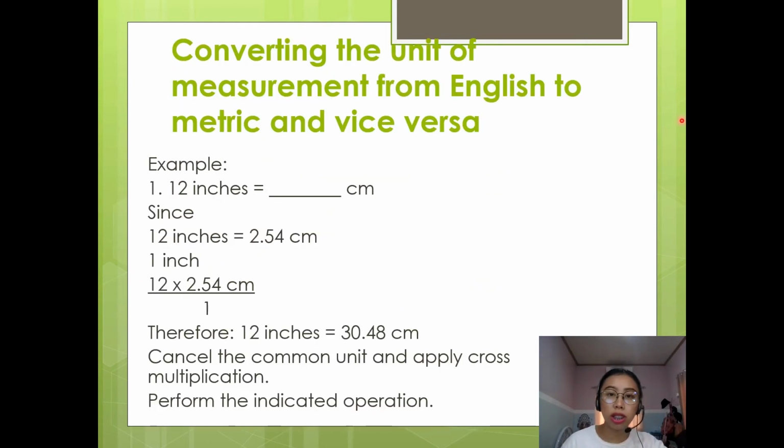Now we have converting the unit of measurement from English to metric and vice versa. We have the example, 12 inches is equivalent to how many centimeters? Since 1 inch is equivalent to 2.54 centimeters, 12 inches times 2.54 centimeters divided by 1 inch. Therefore, 12 inches is equal to 30.48 centimeters. Why? Cancel the common unit and apply cross multiplication. Perform the indicated operation.